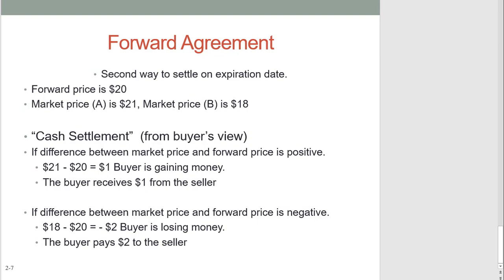If we go with price B, if the difference between the market price and the forward price is negative, that is 18 minus 20 is -2, the buyer is losing money. The buyer pays the seller $2. This is the summary of the basic concept of a forward agreement.